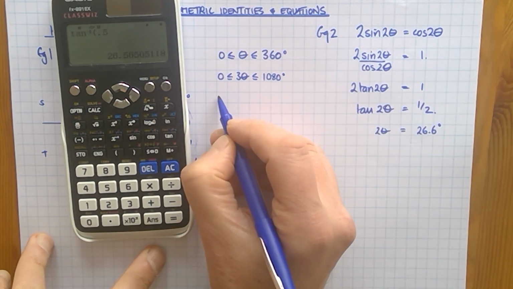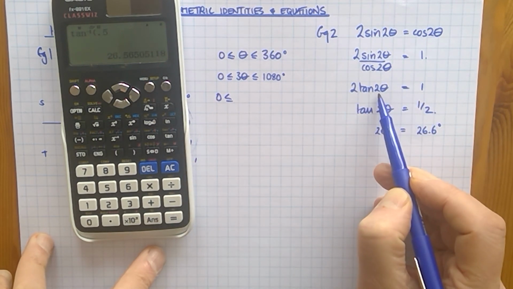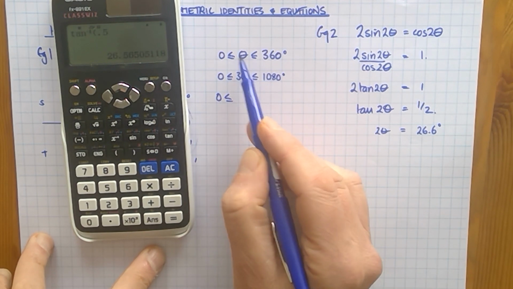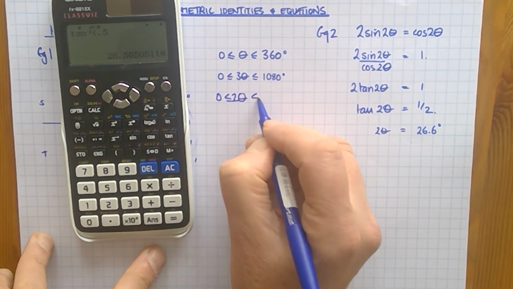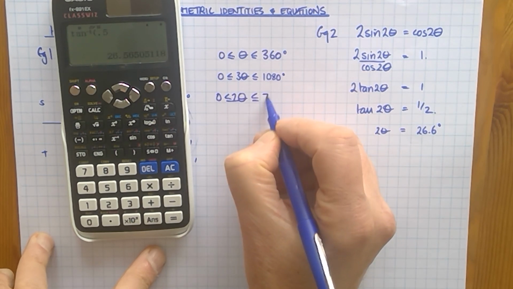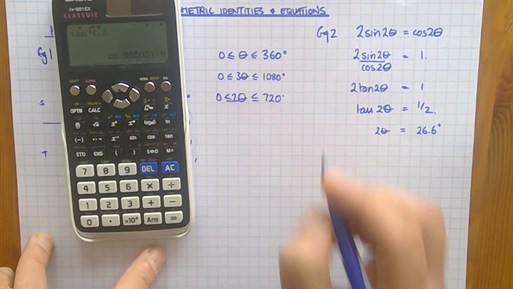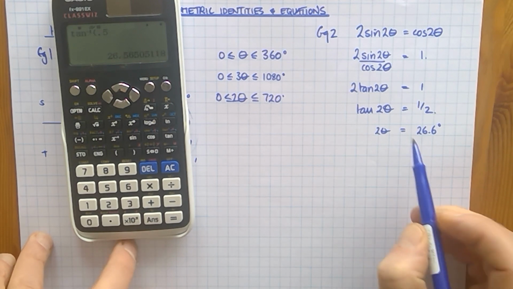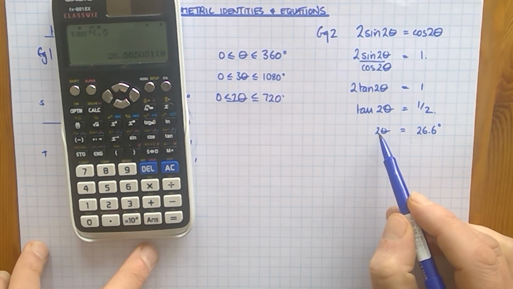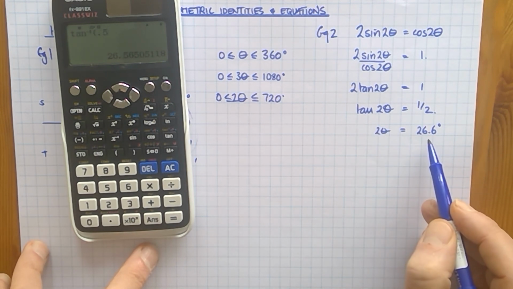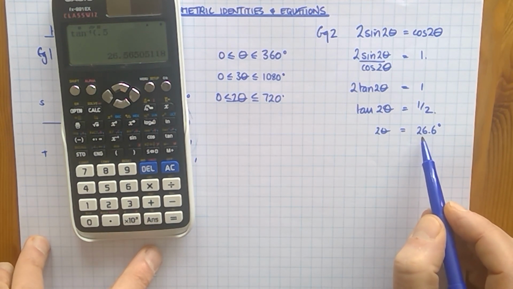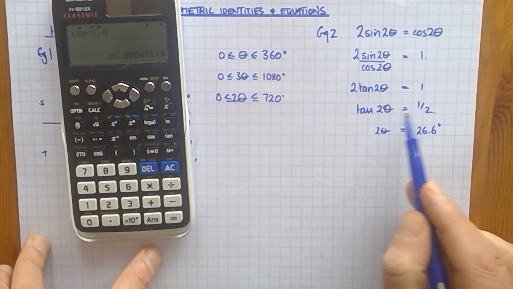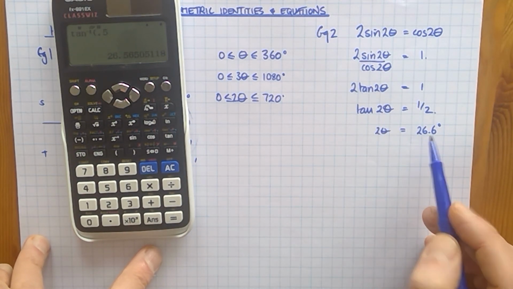So I need to know what 2 theta can be between. Well, if theta is between 0 and 360, 2 theta can be between 0 and 720, just multiplying it by 2. So I need all the values of 2 theta for which tan of 2 theta gives me 26.6. Sorry, tan 2 theta gives me half. One of them is 26.6.